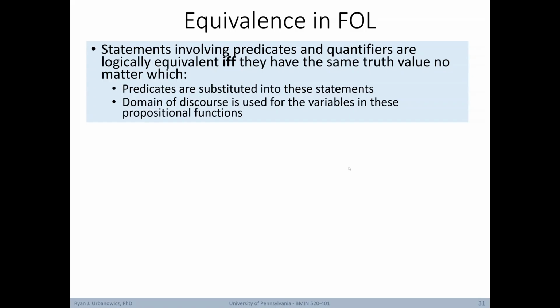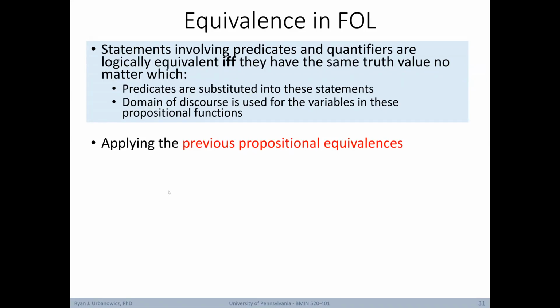First, let's take a moment to define equivalence in the context of first-order logic. Statements involving predicates and quantifiers are logically equivalent if and only if they have the same truth value no matter which predicates are substituted into these statements, and no matter which domain of discourse is used for the variables in these propositional functions. The domain of discourse basically refers to the universe of possibilities. So a simple way of putting this is that 2 things are equivalent if they always give you the same truth values no matter the context.